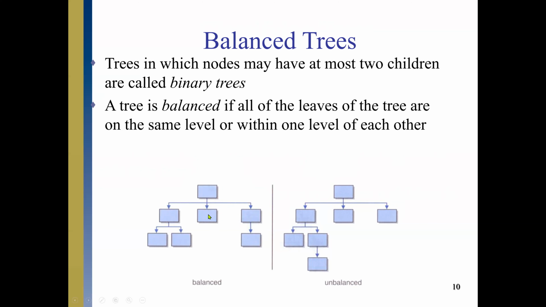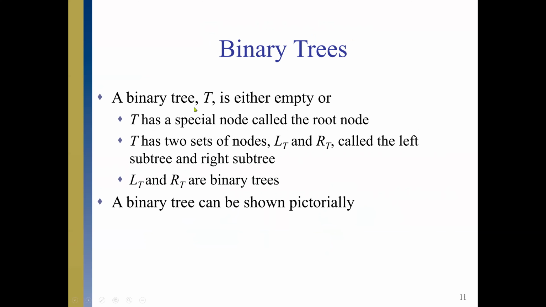So as we said, we focus on binary trees. Here we say a binary tree T is either empty or it has a special node called the root. When a binary tree, or any tree, is empty, the root may point to nothing. So our option here is that a binary tree can have a special node called the root node. Also, the tree has 2 sets of nodes since you have 2 children.